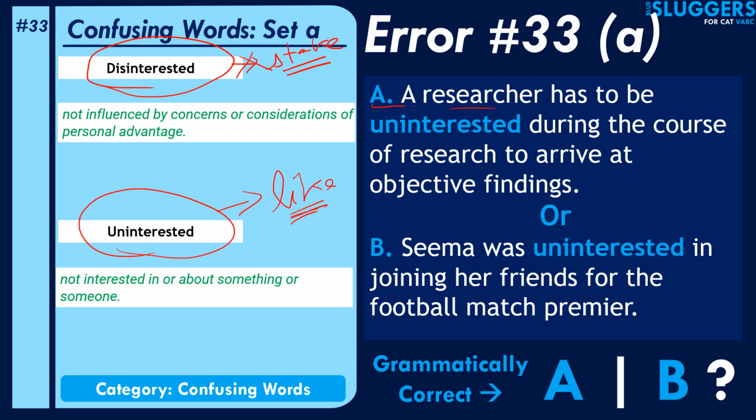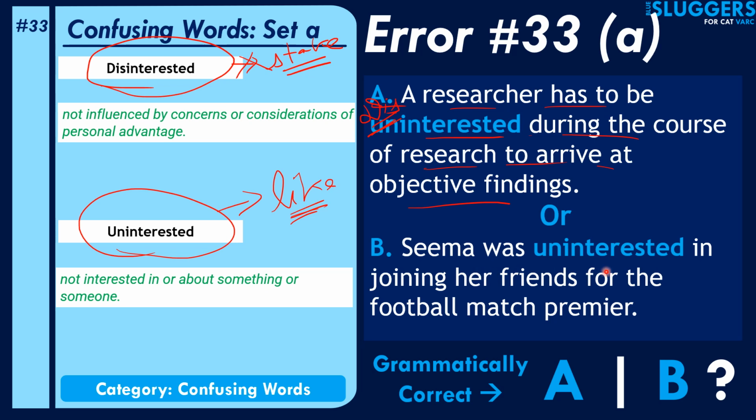The first one says a researcher has to be uninterested during the course of research to arrive at objective findings. No, a researcher has to be disinterested. It won't probably work if he's uninterested. That means whatever his interests might be, so far as this research is concerned, he's supposed to not allow any of his biases to come into the picture, and to deliver the results as they are, obtaining objective results without any kind of bias being exercised. So that would be disinterested.